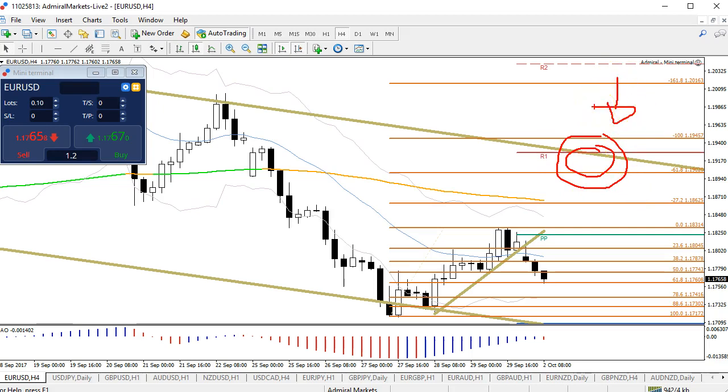Then it depends how price will respond in this zone. That's a different question. If we see bearish engulfing patterns, right, that could be still actually a turn for a big move down to 115.